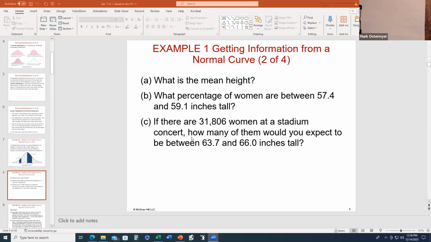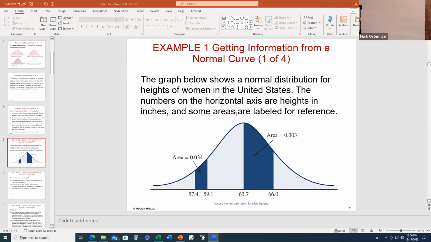And so therefore, I already went over this. That says for B, what percentage of women are between 57.4 and 59.1 inches? That would be about 3.4% of the women in this country. About 30.3% of the women's heights lie between 63.7 and 66 inches.